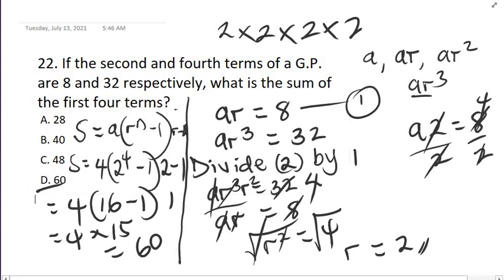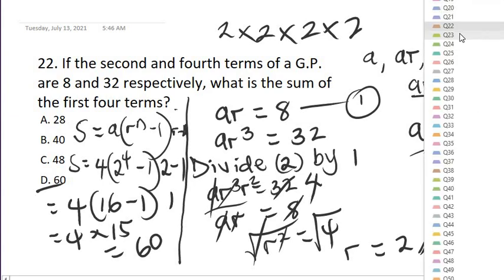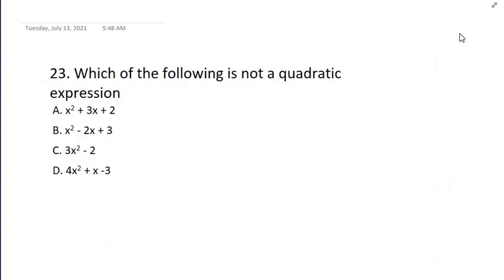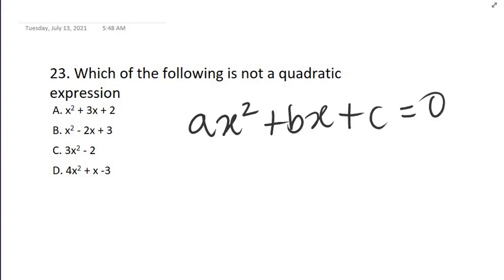Okay, so question 23. Which of the following is not a quadratic expression? You know, a quadratic expression is in this form: AX squared plus BX plus C equals 0. So I can say C is not a quadratic equation.